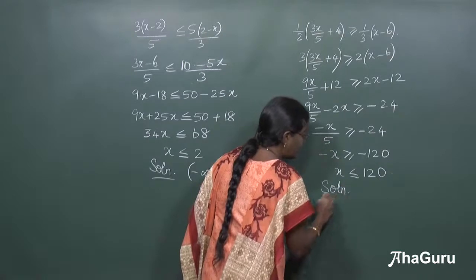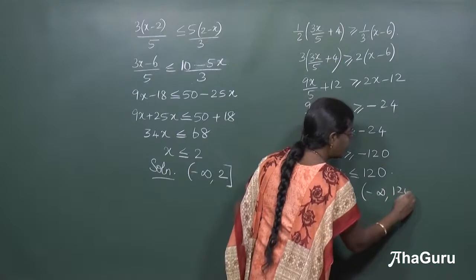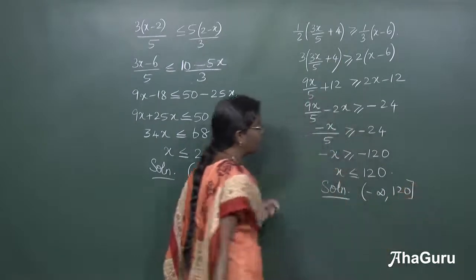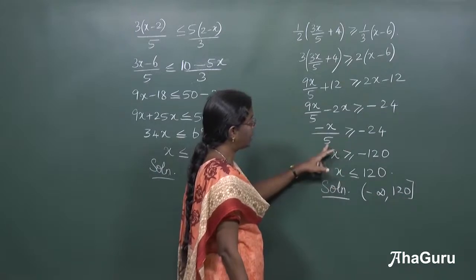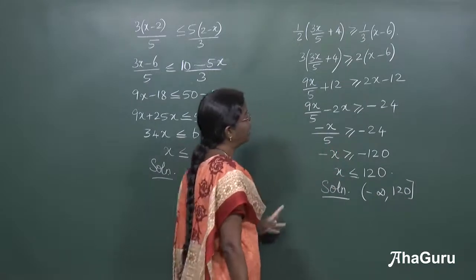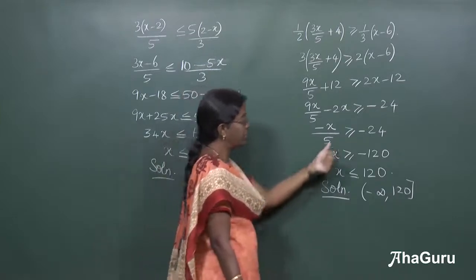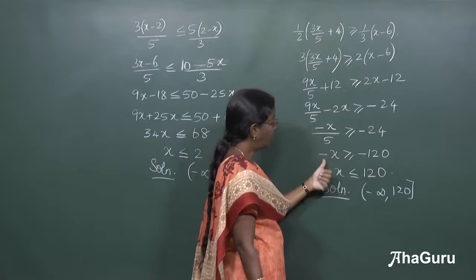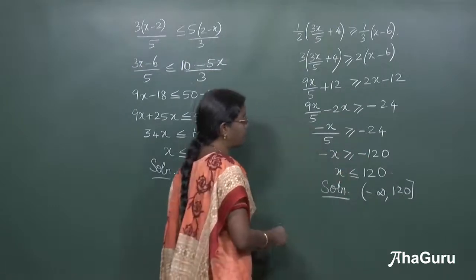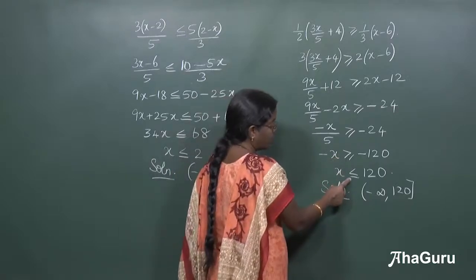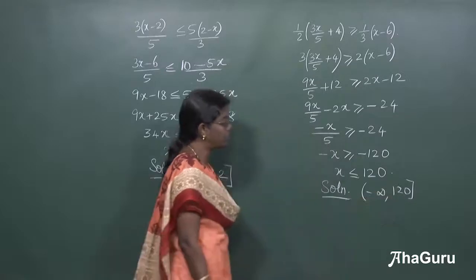Less than or equal to 120. The solution now will become minus infinity to 120. This 120 will be included. Here the inequality will not change because I am just multiplying by a positive constant 5. When you multiply or divide by a positive constant, the inequality doesn't change. Only when you multiply by a negative constant, here both sides we are multiplying by minus 1, the inequality sign is going to change. Or the final solution, we get it as minus infinity to 120.